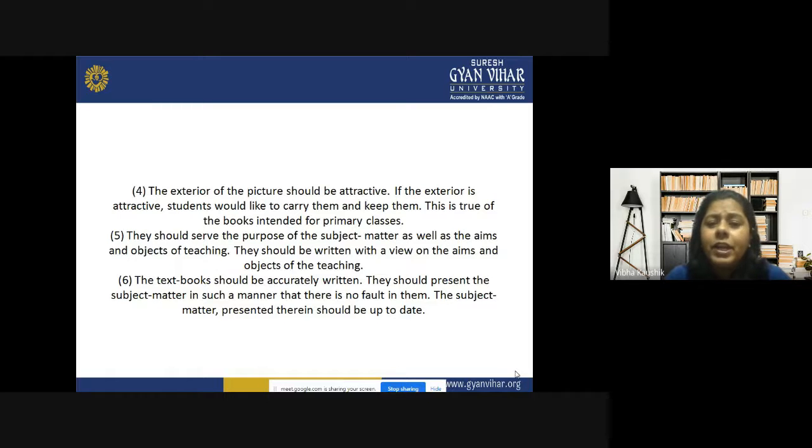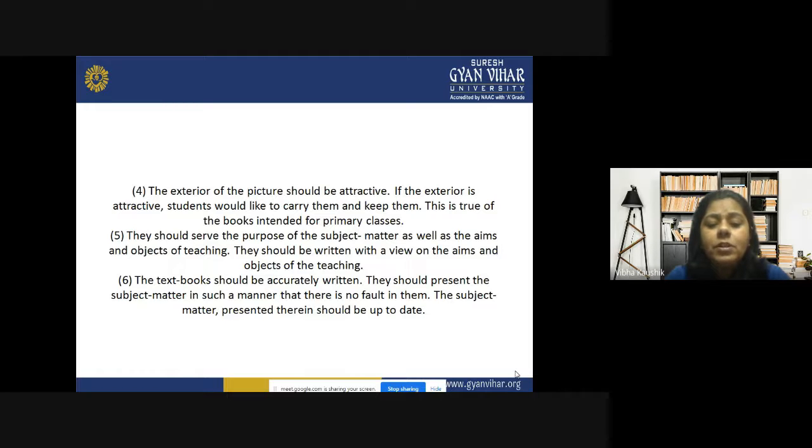Means when we are writing a book on a particular subject, the book should be designed or written in such a way that it is able to fulfill the aims and objectives of teaching, first thing. And second thing is that with the help of the subject matter, we will be able to achieve the aims and objectives of the teaching. The textbook should be accurately written, means there should not be any mistakes. They should present the subject matter in such a manner that there is no fault in them.